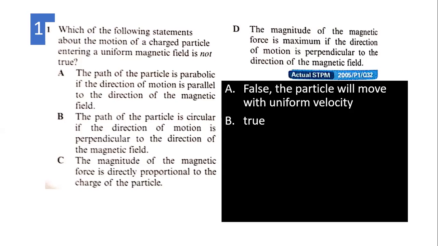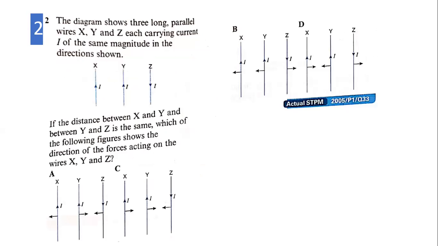Why so long? Yeah, C and D are also correct. That means the answer is A, since they say not true. F is proportional to Q, correct? D, the magnitude of the magnetic force is maximum if the direction of motion is perpendicular. This is true. Okay, good. The answer is A. All right.